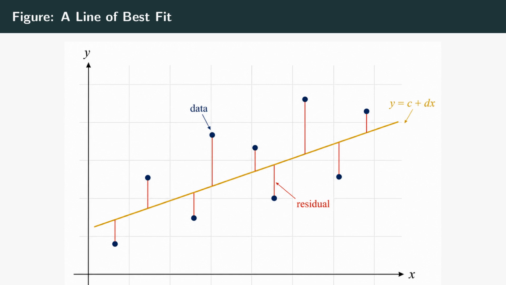And here's the connection to the geometry. Stack those vertical residuals into a vector, and you get exactly the error vector b minus A x hat, the very thing that's perpendicular to the column space. The vertical gaps you see and the perpendicular projection error are the same object, viewed two different ways.